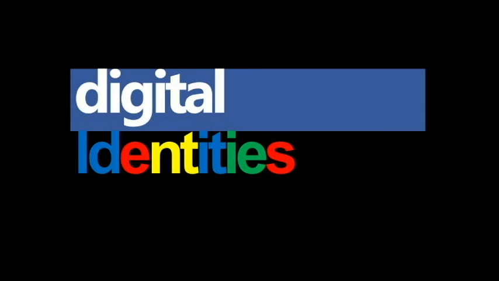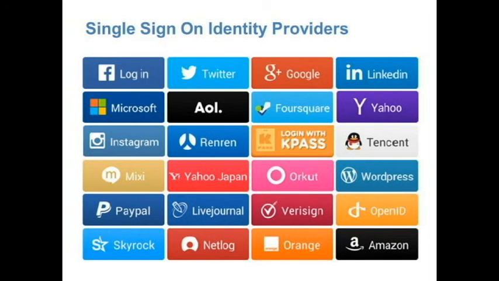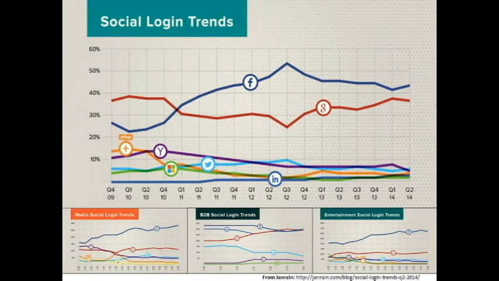So as we look into the thought of digital identities, it's important to analyze what single sign-on identity providers are out there in the market. As you'll see with this graphic, there's tons of them out there. Everyone from AOL and Yahoo to Facebook, Twitter, Google, and LinkedIn. Different businesses should use different ones, and we'll look at that because as we look at the trends, you'll see that Facebook and Google are the number 1 and 2 social login providers across the internet.